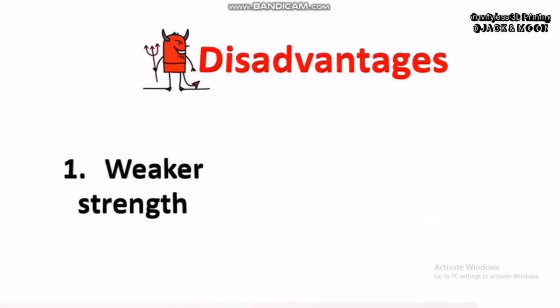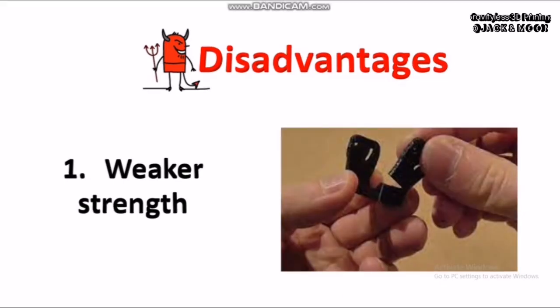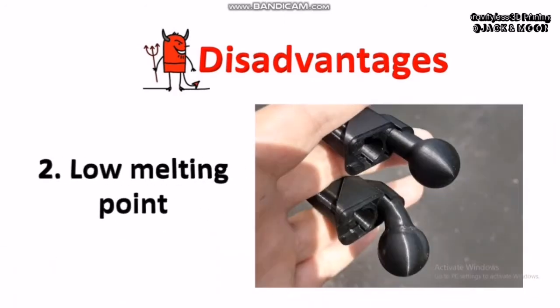Moving on to the disadvantages of this material. Some disadvantages are that it is slightly weaker in strength and has a low melting point. Printed parts might melt or soften upon heat exposure, such as under the hot sun for a long period of time.